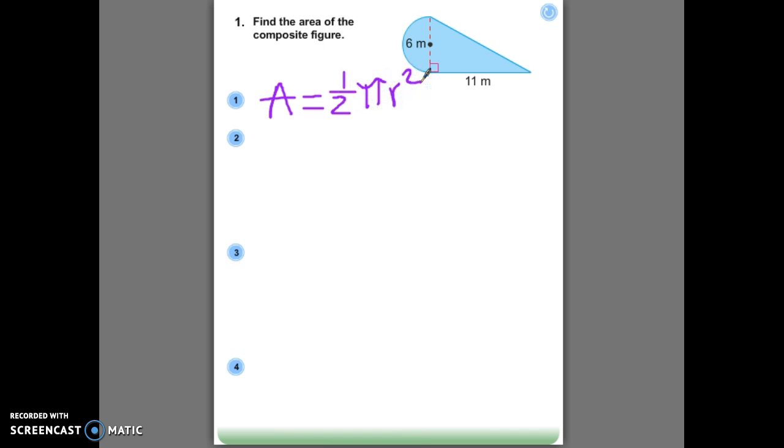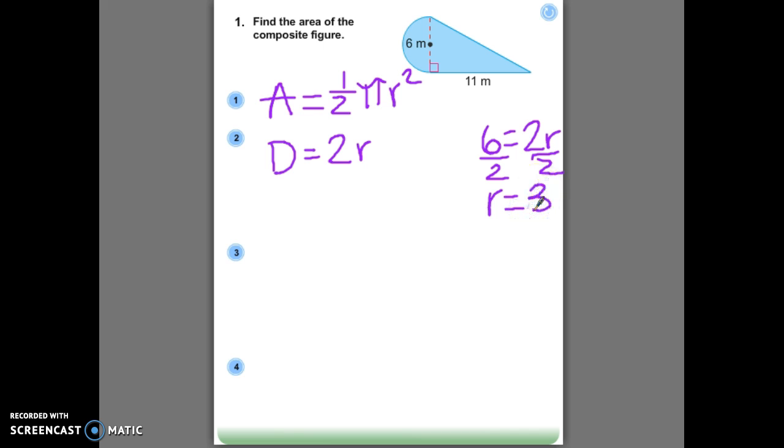We can use what we're given to substitute what we know into the formula. In this case, we're given the diameter, and we know that the diameter is 2 times the radius. Since our diameter is 6, our radius can be found by solving for r. We divide both sides by 2, and we know that our radius is 3.